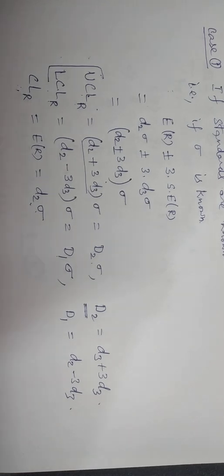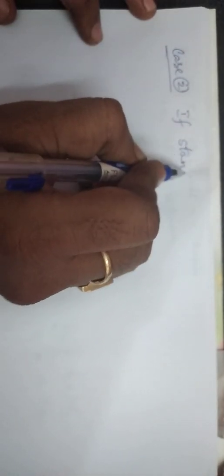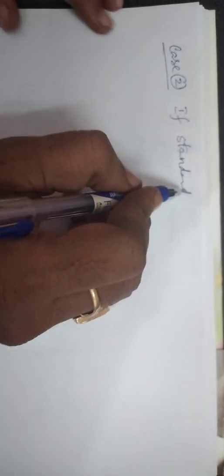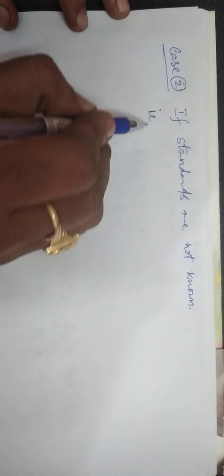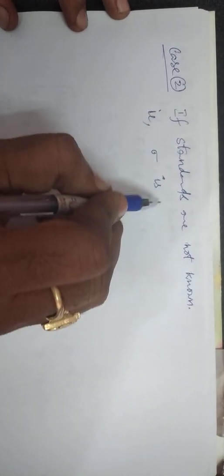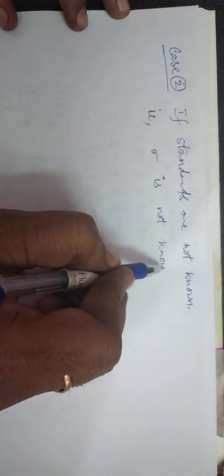Now we study case 2. What is case 2? Case 2 is if standards are not known, that is, sigma is not known. I again repeat, we do not consider mu because mu is not involved in the entire calculation of R, in any formula, even in the estimation. Therefore, we consider only sigma.